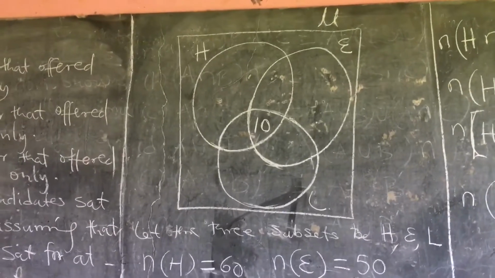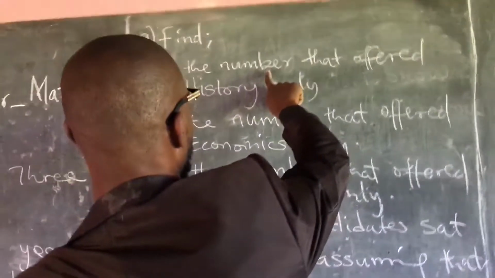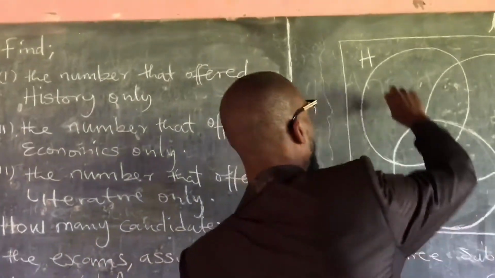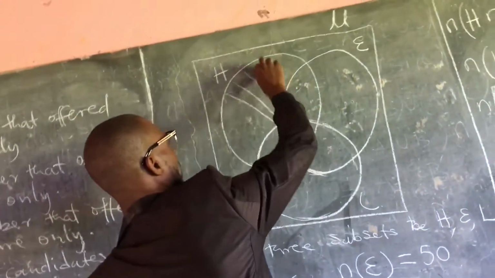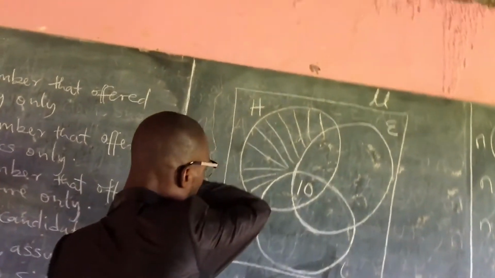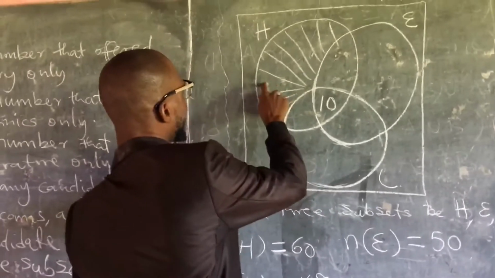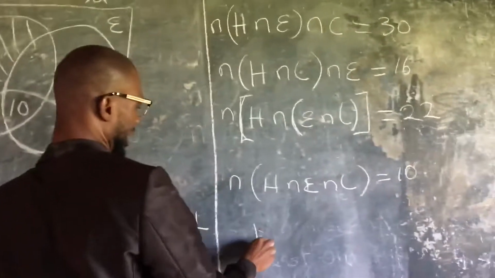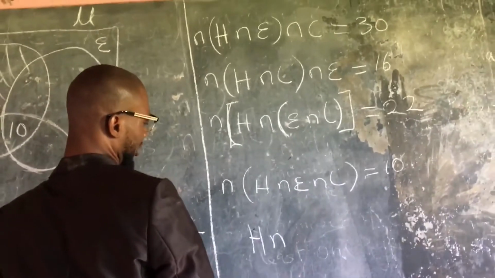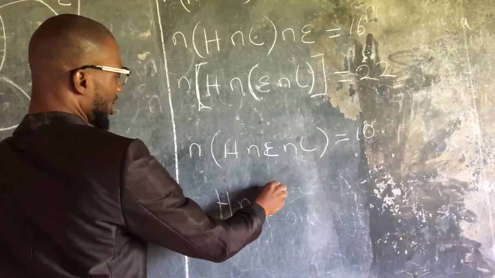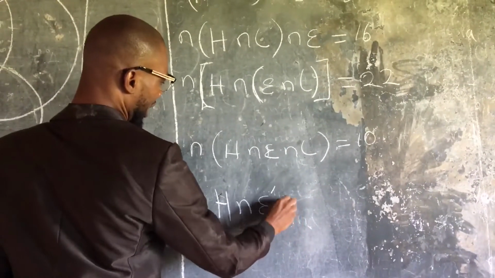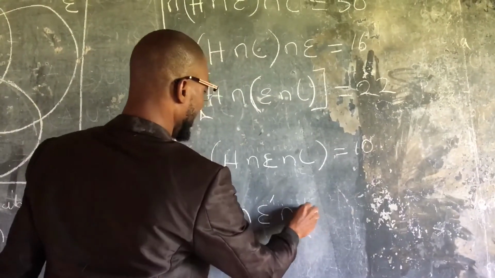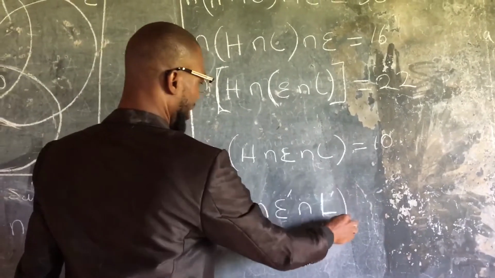Now we answer our first question. Our first question says: find the number that offered history only. History only means only this place. If you follow me for this class, you know we represent this place as H intersect E complement intersect L complement. So we represent them, abi?